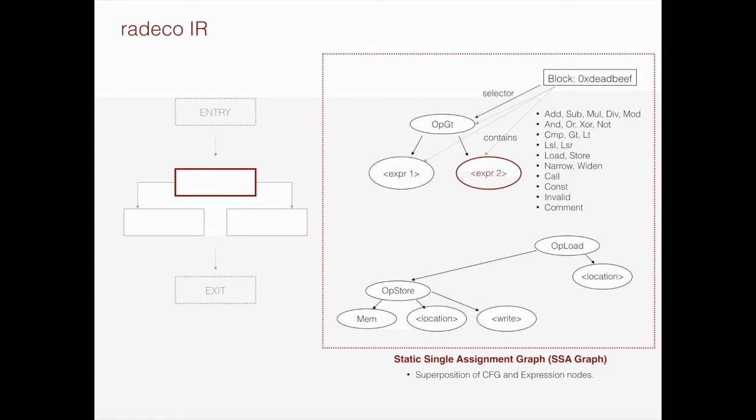So in this example, as you can see, the OP store takes memory as the first operand, and location and write value as two expressions. And the subsequent load takes the memory output from the store as its first argument, and the location to load from as the second argument.